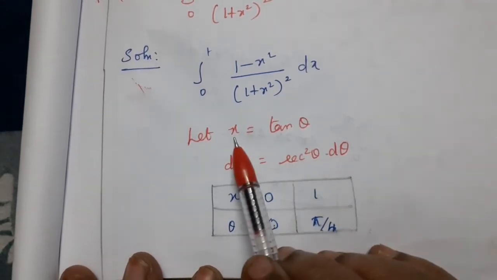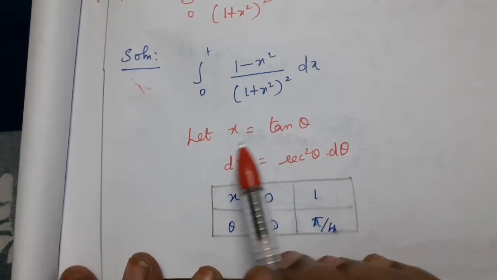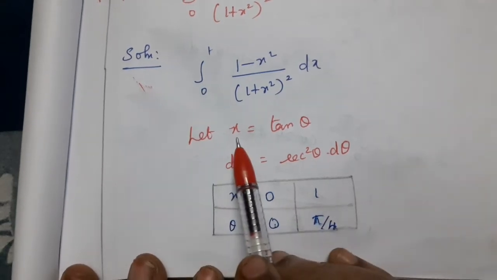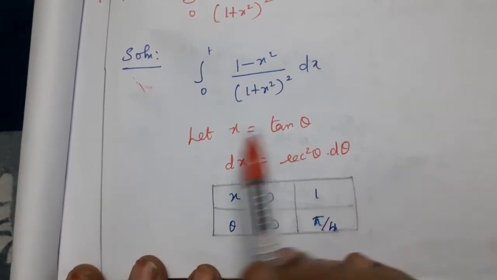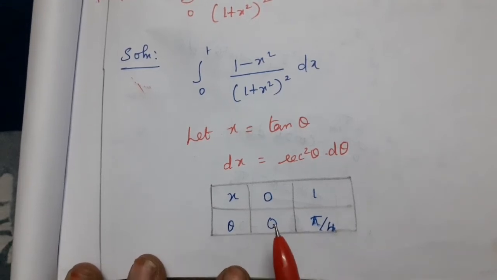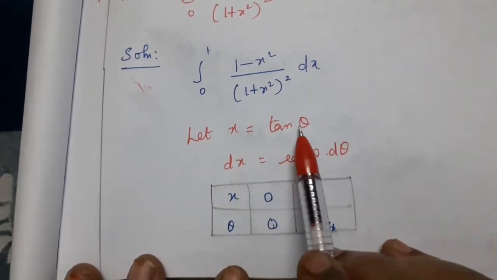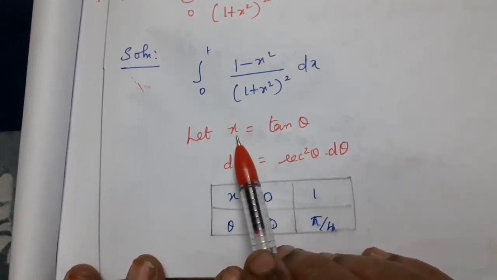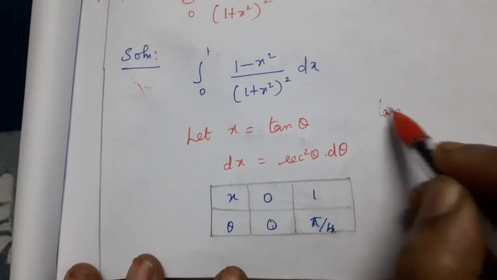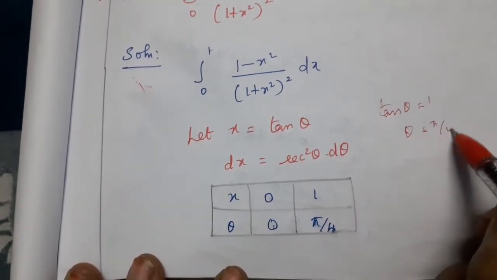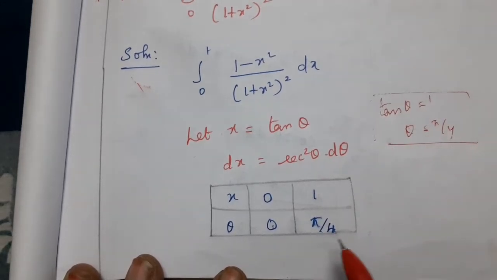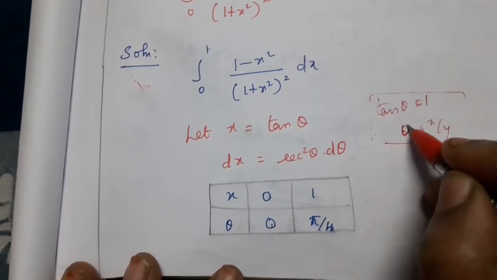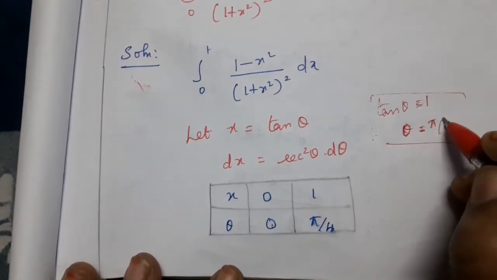So x is equal to 0. What is tan theta? Tan 0 is 0. In terms of x the lower limit is 0, so substituting 0 instead of x, tan theta equals 0, which means theta is 0. Now x is equal to 1. When x is equal to 1, tan theta equals 1, and theta equals pi by 4, because tan pi by 4 is nothing but 1. So tan theta equal to 1 means theta equal to pi by 4.